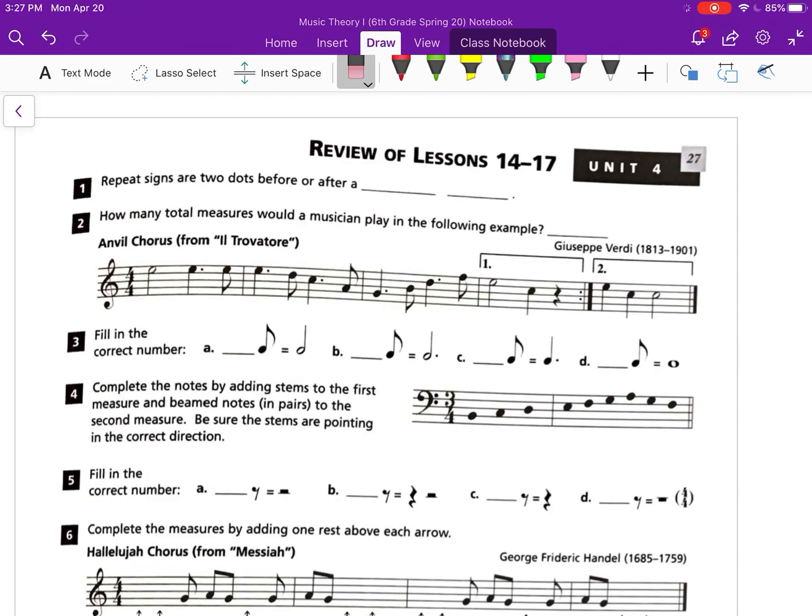Okay, number 3, I'm not going to go through that because we've done quite a few of them. Just please notice that it's asking you for the correct number. You're not drawing a note. Correct number.